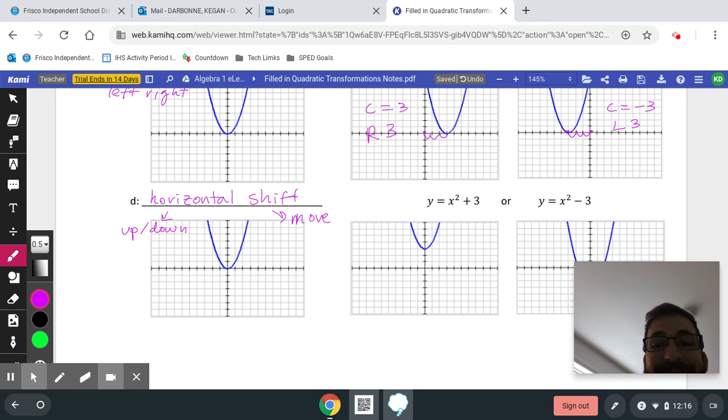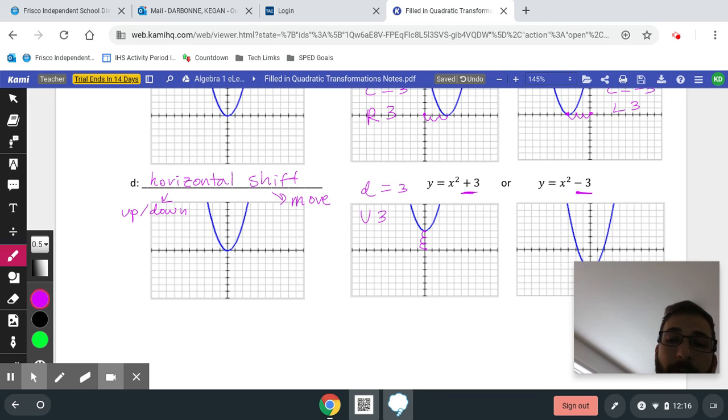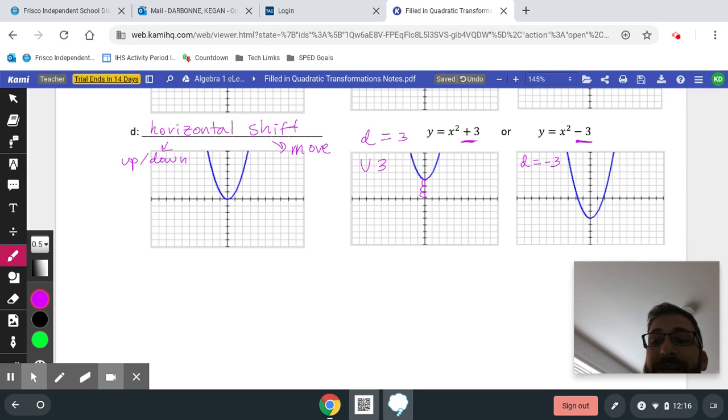Okay, so D is also easier because we don't have to switch the sign for D. So we have x squared plus 3, which means D is equal to 3. If we notice the difference between our parent and our new function, it's shifted up by 3 from the origin. So D equals 3 means we're going to go up by 3. Okay, D equaling negative 3. If we notice instead, comparing to our parent function, we went down from the origin by exactly 3. So D equaling negative 3 means we're going to go down by 3.